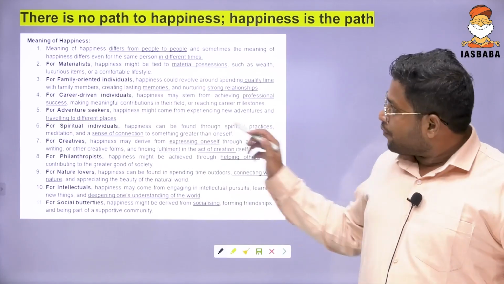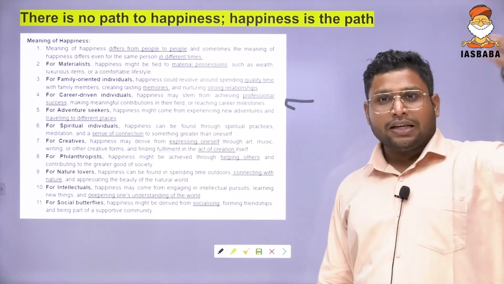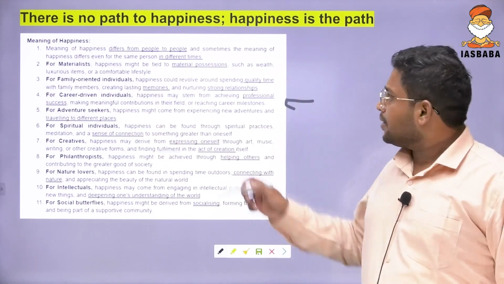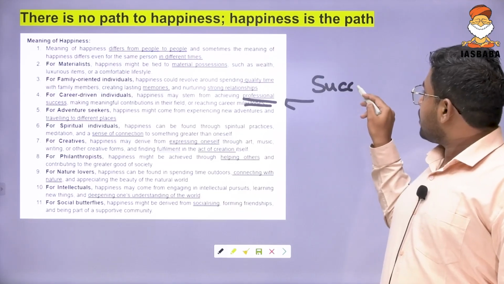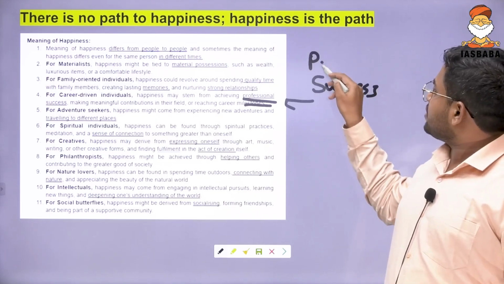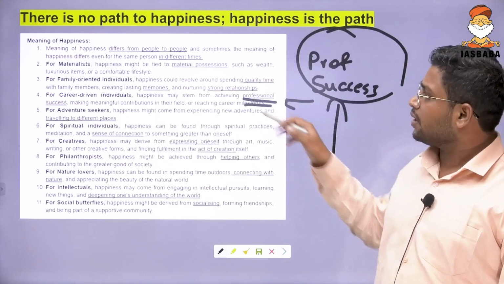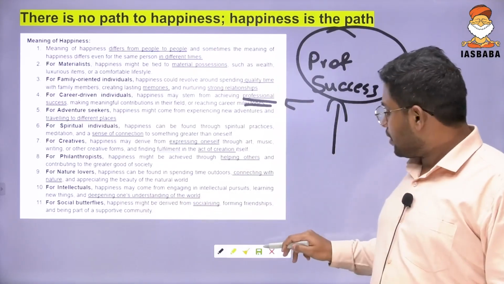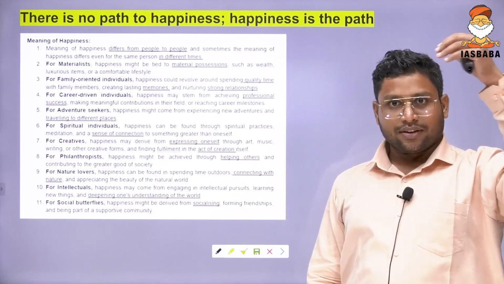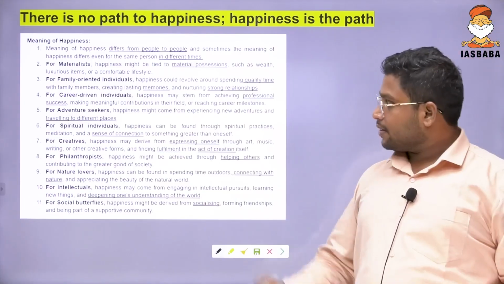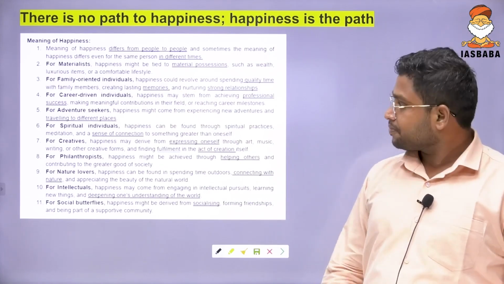If you look at people who are very career-driven, they want to become an IAS officer, doctor, something. For these people, professional success, see, this is very limited success. This is just professional success. More or less, when we talk about success, we think about this success only. For this person, reaching that career zenith is where he or she feels happiness lies.